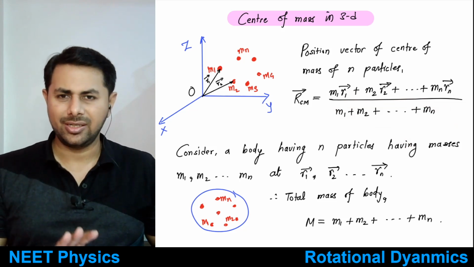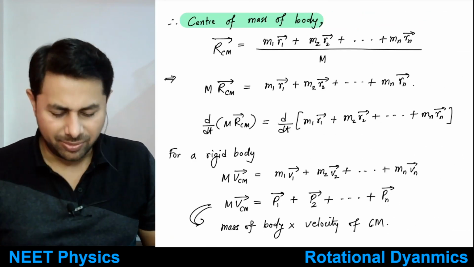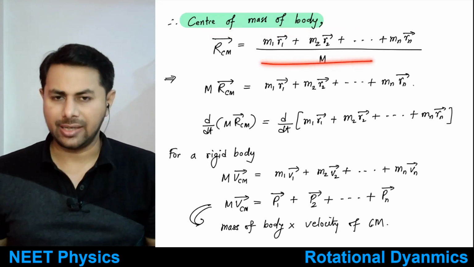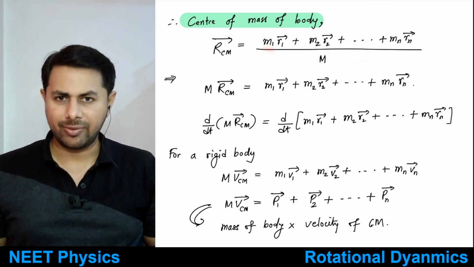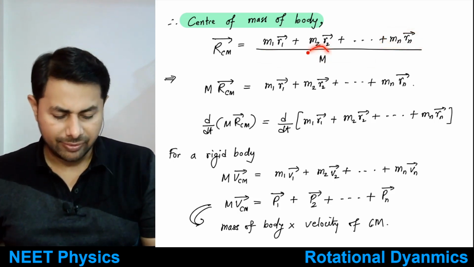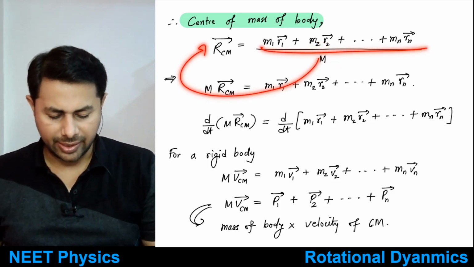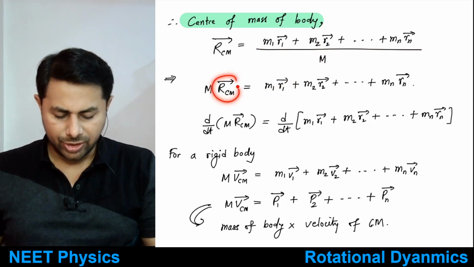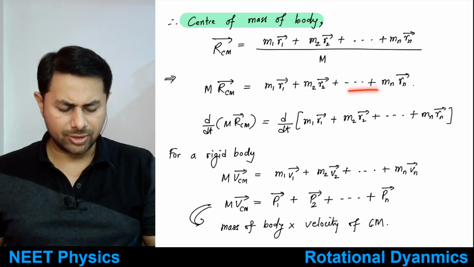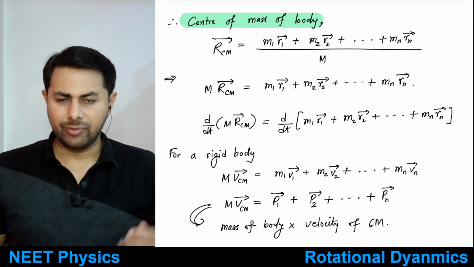Now let's see what is the significance of this, that means the significance of center of mass. So the center of mass of a body can be represented like this. As we said, it is m1 r1 bar plus m2 r2 bar plus so on up to mn rn bar divided by the mass of the body. Now take the mass of the body on this side, then you get mass multiplied by the position vector of center of mass is equal to m1 r1 bar plus m2 r2 bar plus so on up to mn rn bar. Then you take one derivative of this with respect to time.